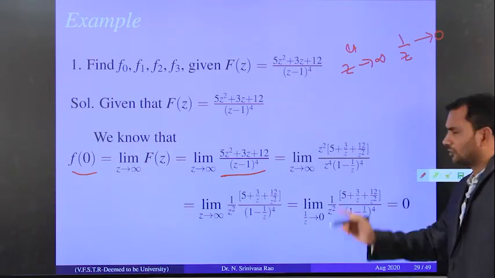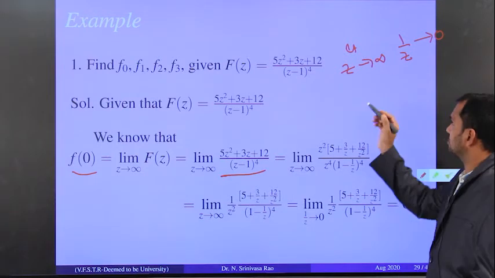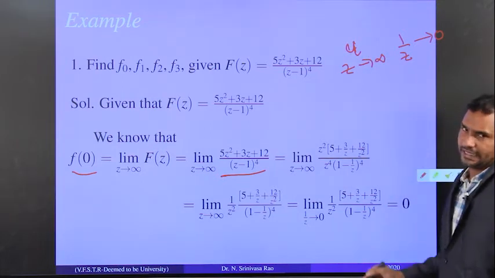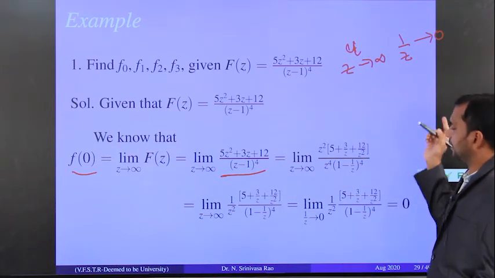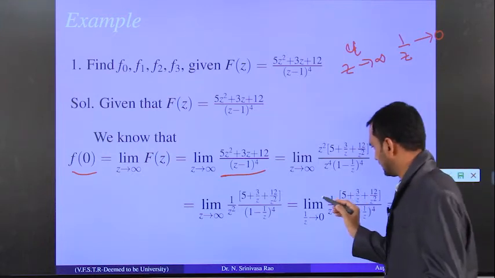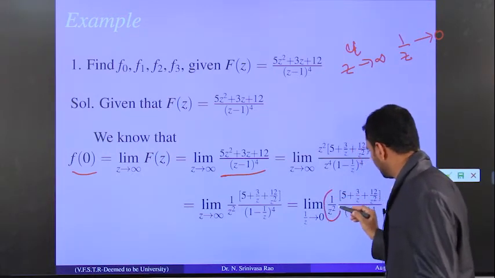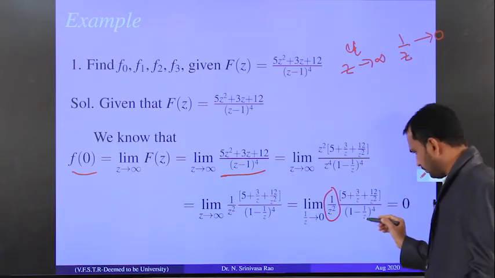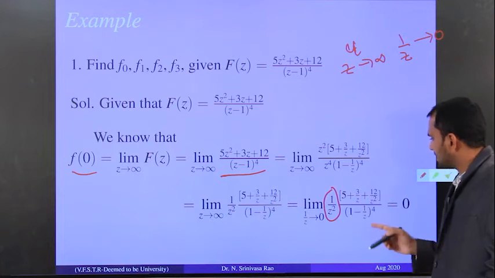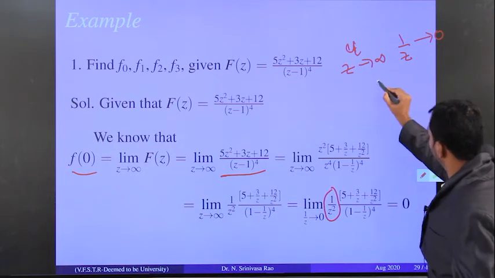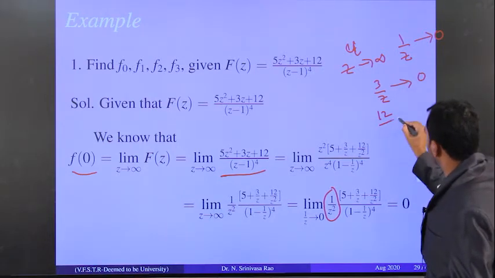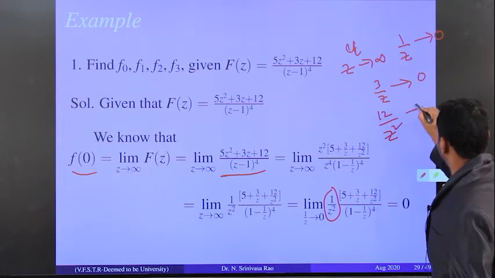Okay, so this you have to remember always. Everybody knows this one. So as z tends to infinity, 1 by z goes to 0. Therefore 1 by z or 1 by z square is 0, and if you multiply with it, this is also 0. 1 by z goes to 0, 3 by z also goes to 0, and similarly 12 by z square also goes to 0.